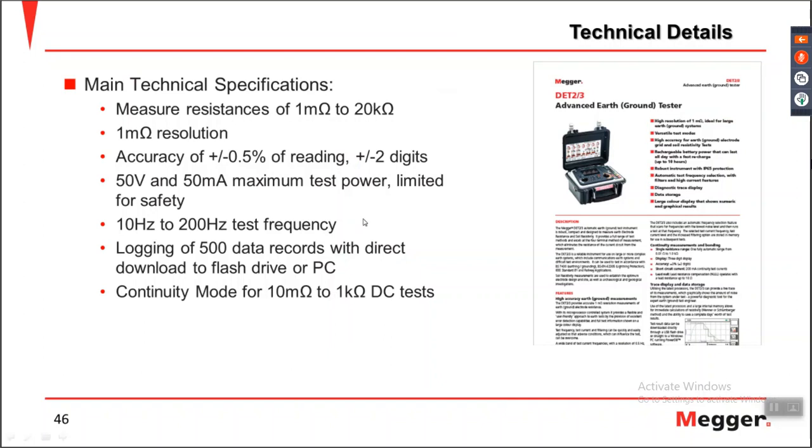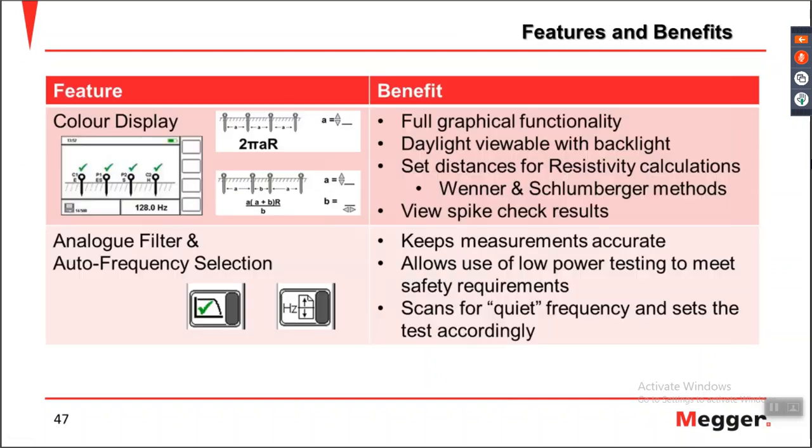And this equipment also has features like this color display, which gives you the benefit of graphical functionality. You can use it in daylight in sunny conditions, and you can see the display very clearly. You can also set the distance for resistivity calculation. I think I didn't explain this here, but you can see it in the previous webinar. And spike check result.